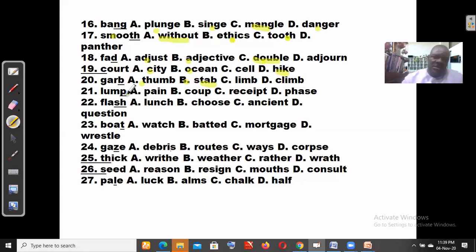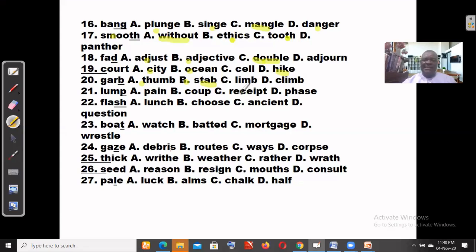Now, question 21, we have lump. And the P underlined represents the sound of P. A, we have pain. This is like it because we can notice the sound of P in pain as we have in lump. Then let's look at B, cool. P is silent in cool.